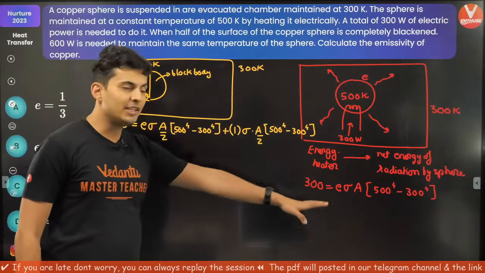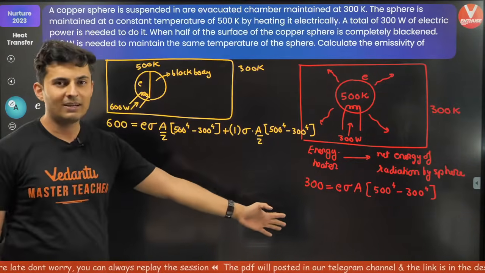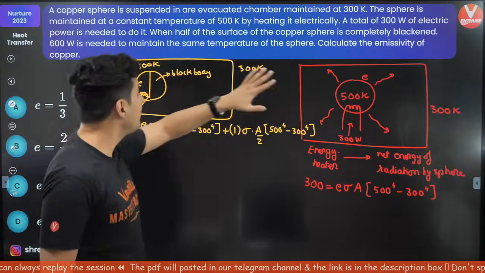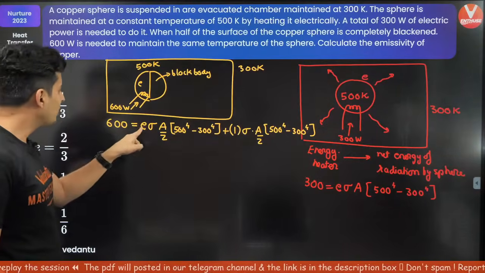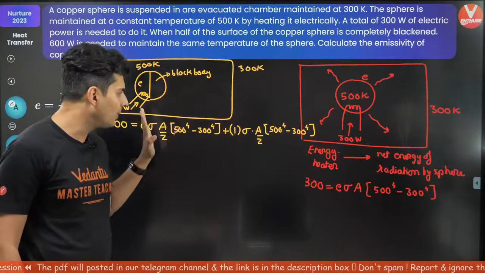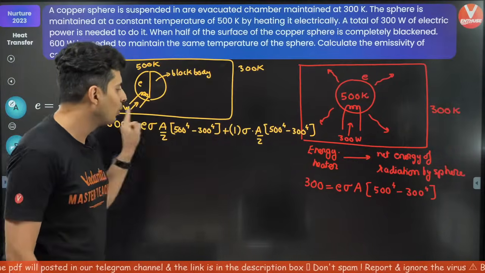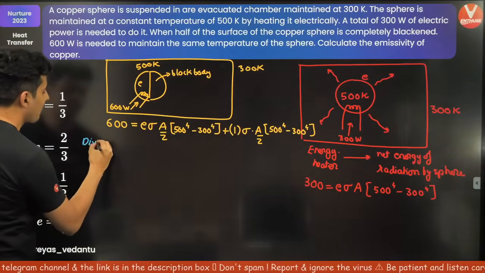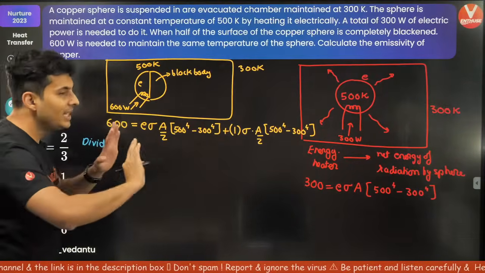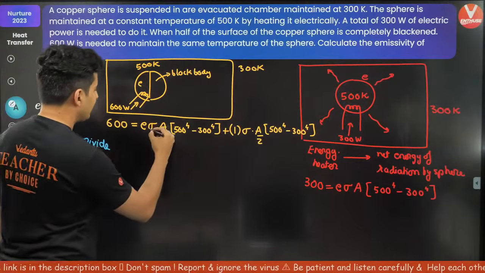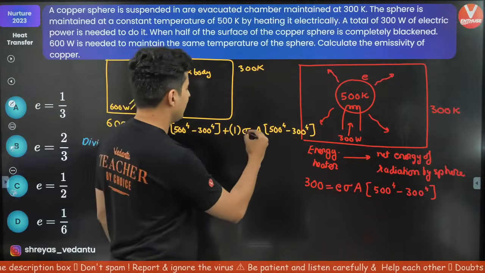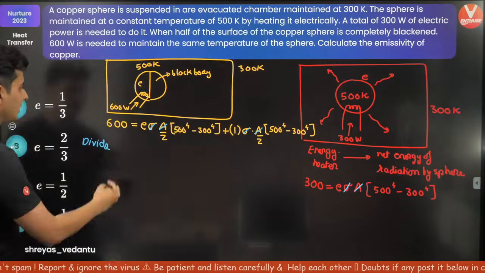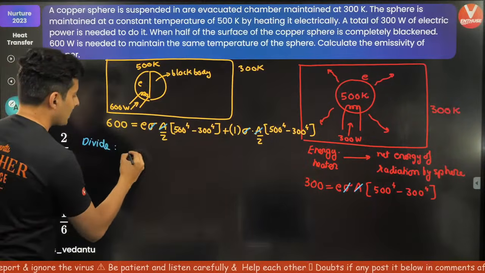Now once you get these two, how are you going to solve it is the tricky part, because see what is asked. Calculate the emissivity of the copper. We want to find E. I don't want to find area or sigma. I think I can divide both of them. So just divide both of them and see. If you divide both of them, many things will get cancelled, like sigma A, sigma A. Sigma and A will get cancelled.